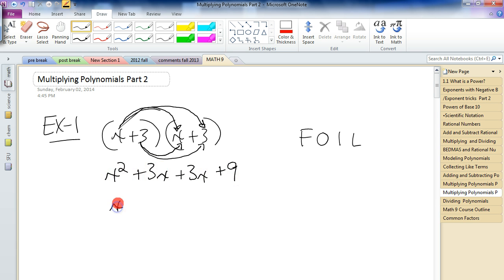In the last step, you collect any like terms. The x squareds are done. The x's, there's 2 of them: 3 plus 3 is 6. And then you bring down the 9. x squared plus 6x plus 9.